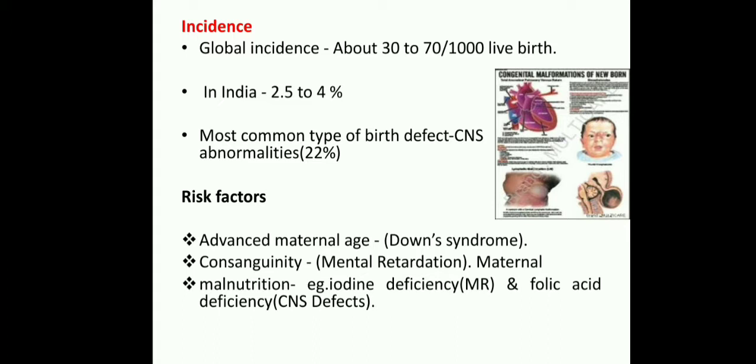Next are the risk factors. If the mother has advanced maternal age, consanguinity, or maternal malnutrition, the baby may be affected. With advanced maternal age, the baby may be born with Down syndrome. If the parents have a consanguineous marriage, the child may be born with mental retardation. If the mother has malnutrition like iodine deficiency, the baby may be born with mental retardation. With folic acid deficiency, the child may be born with central nervous system defects. These are the risk factors of the malformations.